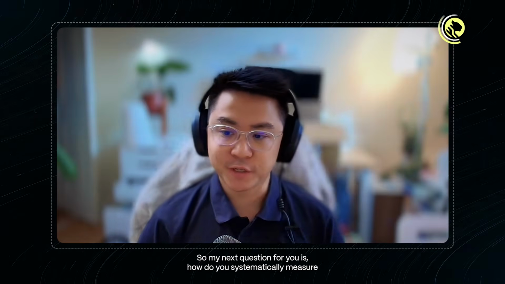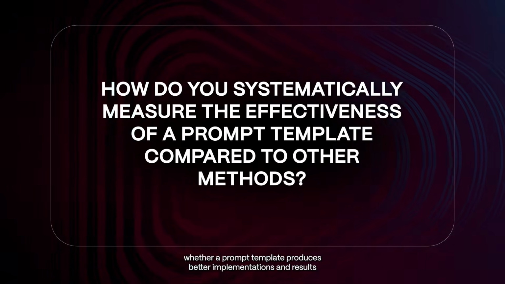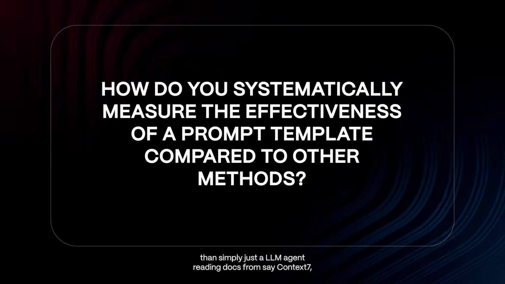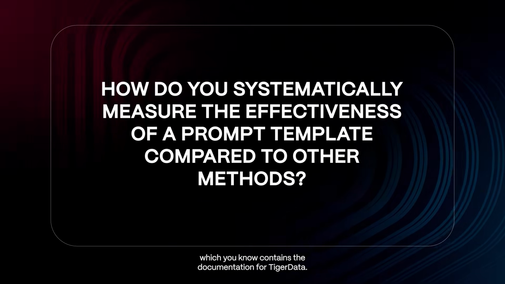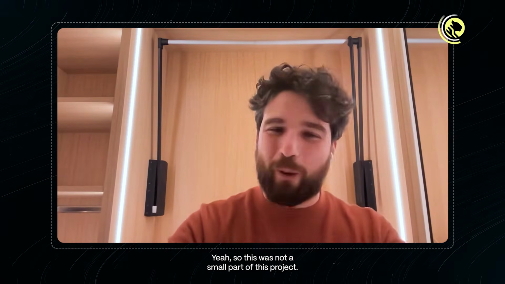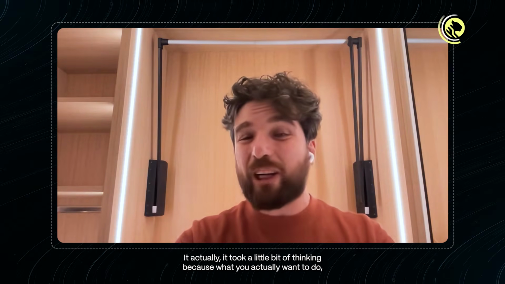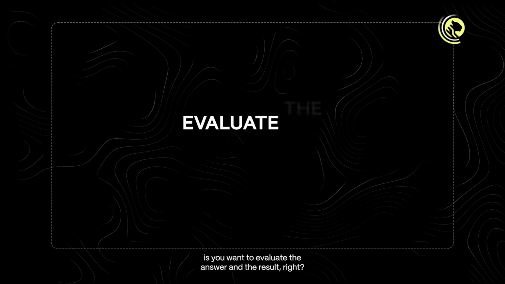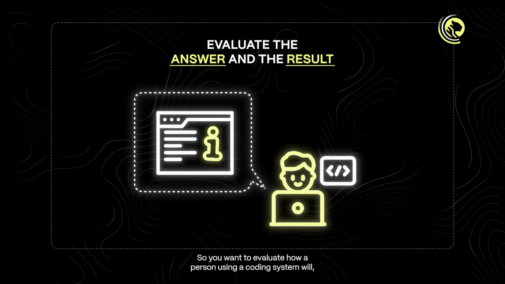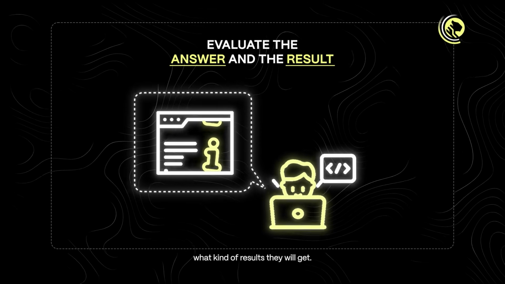So my next question for you is, how do you systematically measure whether a prompt template produces better implementations and results than simply just an LLM agent reading docs from, say, Context 7, which contains the documentation for Tigr data? Yeah, so this was not a small part of this project. It took a little bit of thinking, because what you actually want to do is evaluate the end-to-end result, right? So you want to evaluate how a person using a coding system, what kind of results they will get.